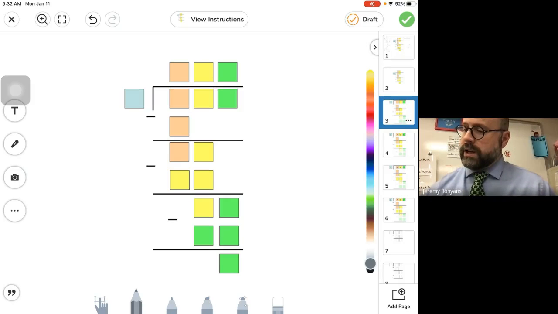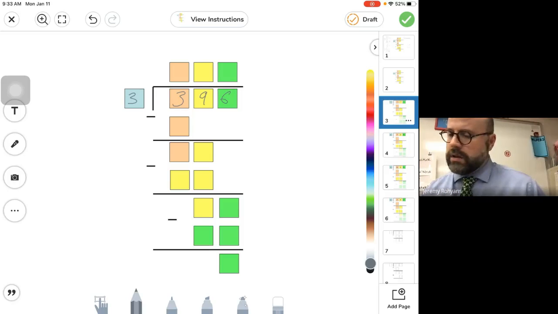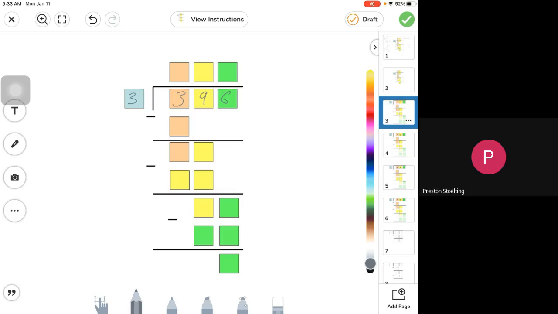Real quick, we can take a look at a 3-digit one. Let's do something like 396 divided by 3. The only thing that changes when you have 3 digits as opposed to 2 is simply that you're keeping the process going a little longer. So we start off like normal with these orange or burnt sienna boxes. I don't know what color you want to call these boxes. How many times does 3 go into 3? That would be once. Yep.